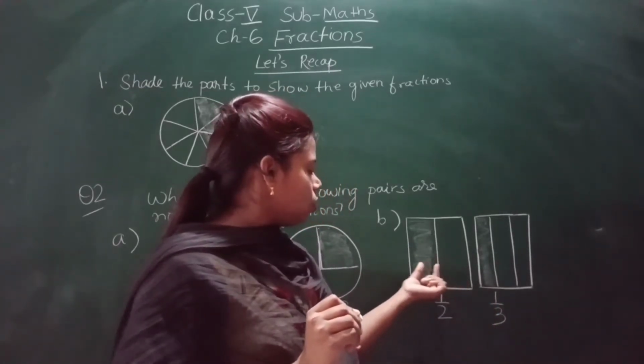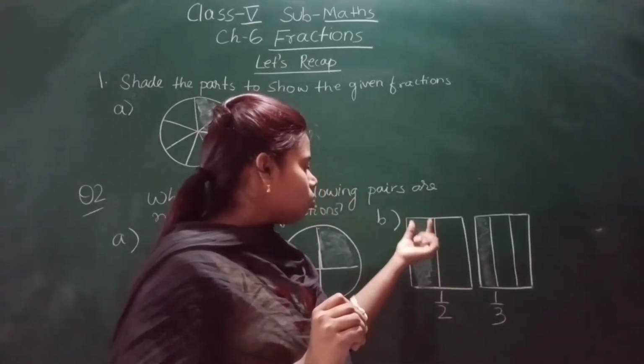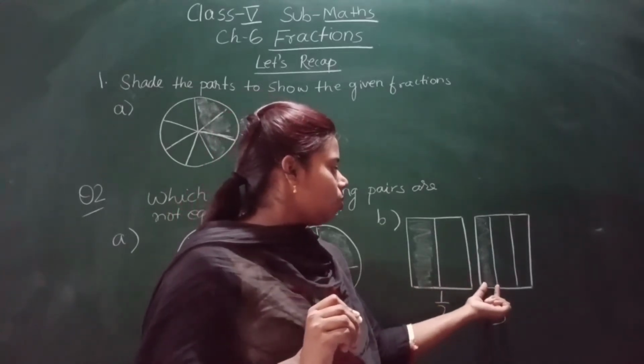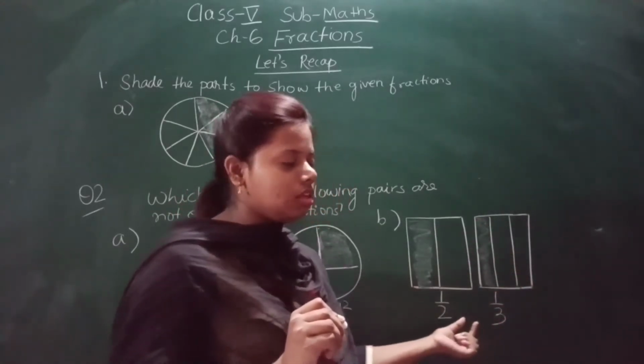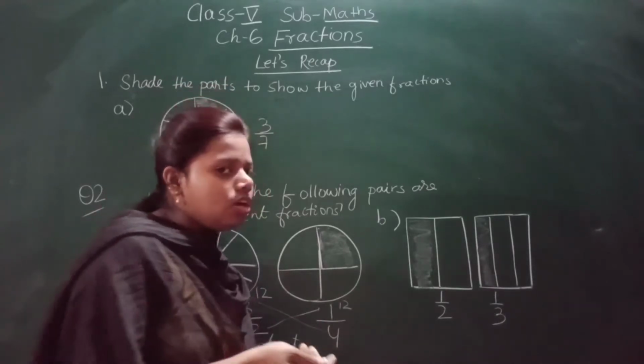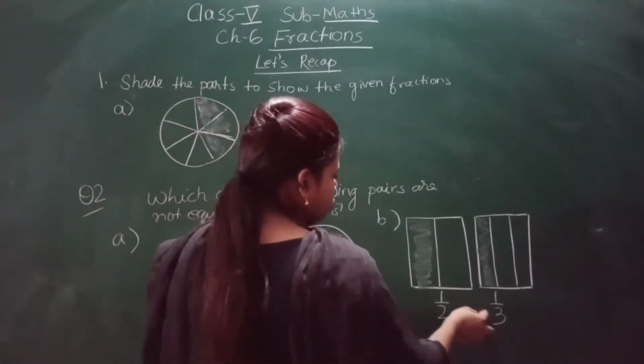Here you can see total how much is there? 2. Out of this, one part is colored. How much part is there? 1, 2, 3, out of which one part is colored. So whether they are equal or not, let us see what I said. You have to cross multiply.